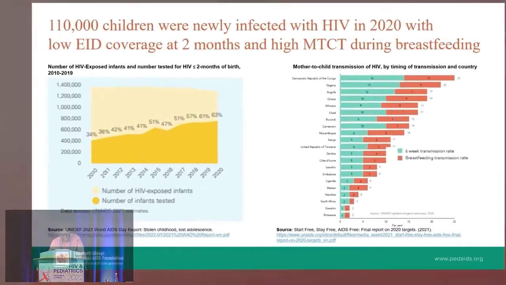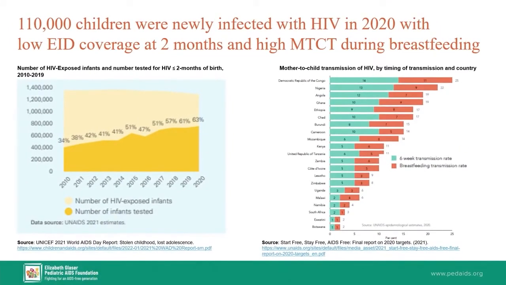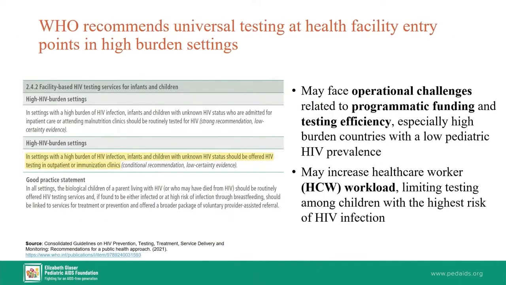These graphs give us the number of newly infected children up to 2020, showing low EID coverage at 2 months, around 63%, and high mother-to-child transmission during breastfeeding. Now, the delay in diagnosing these children limits the opportunity to get infected children on treatment.